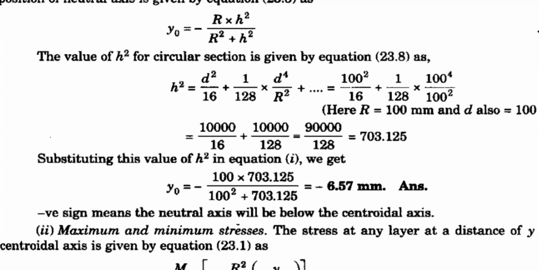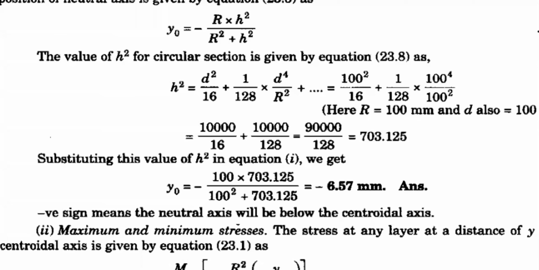Right, fine. So your y naught value, as somebody responded, is minus 6.57 mm. Whenever the answer is in minus, we already have a statement, already observed in the figure also. What is the position of neutral axis whenever you get a minus value? Where is it located? So the negative sign means the neutral axis is located below the centroidal axis.